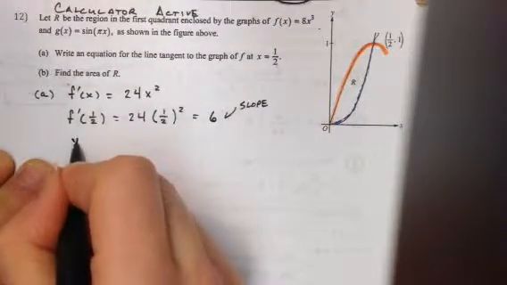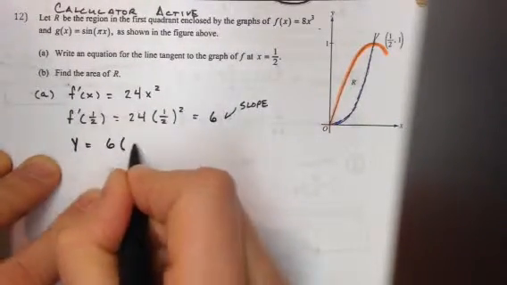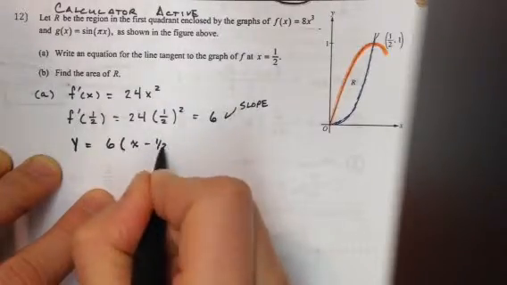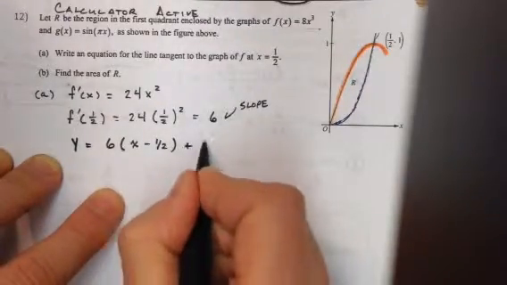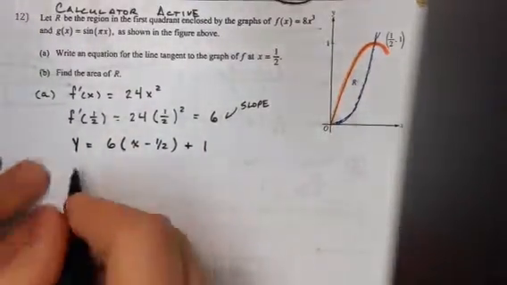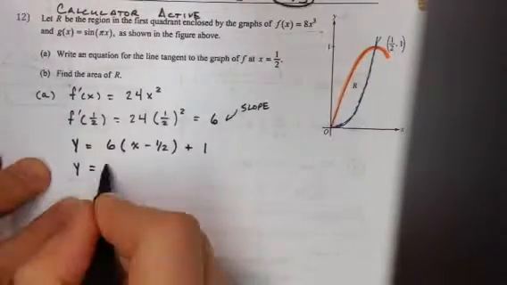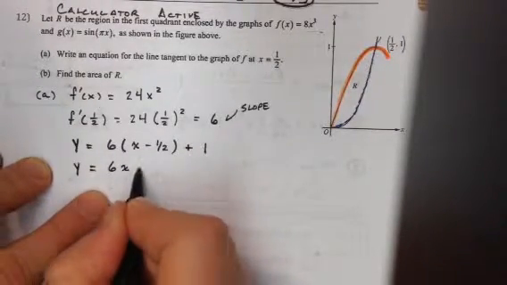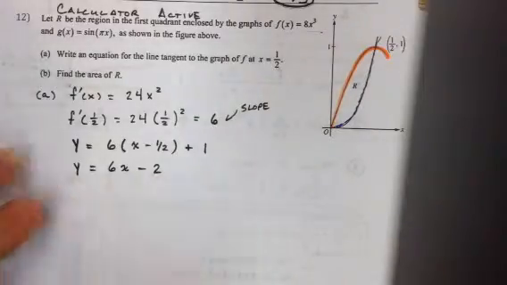So our tangent equation is y equals 6 times x minus 1/2 plus 1. And you can simplify that if you want to. That would come out to be y equals 6x minus 2.